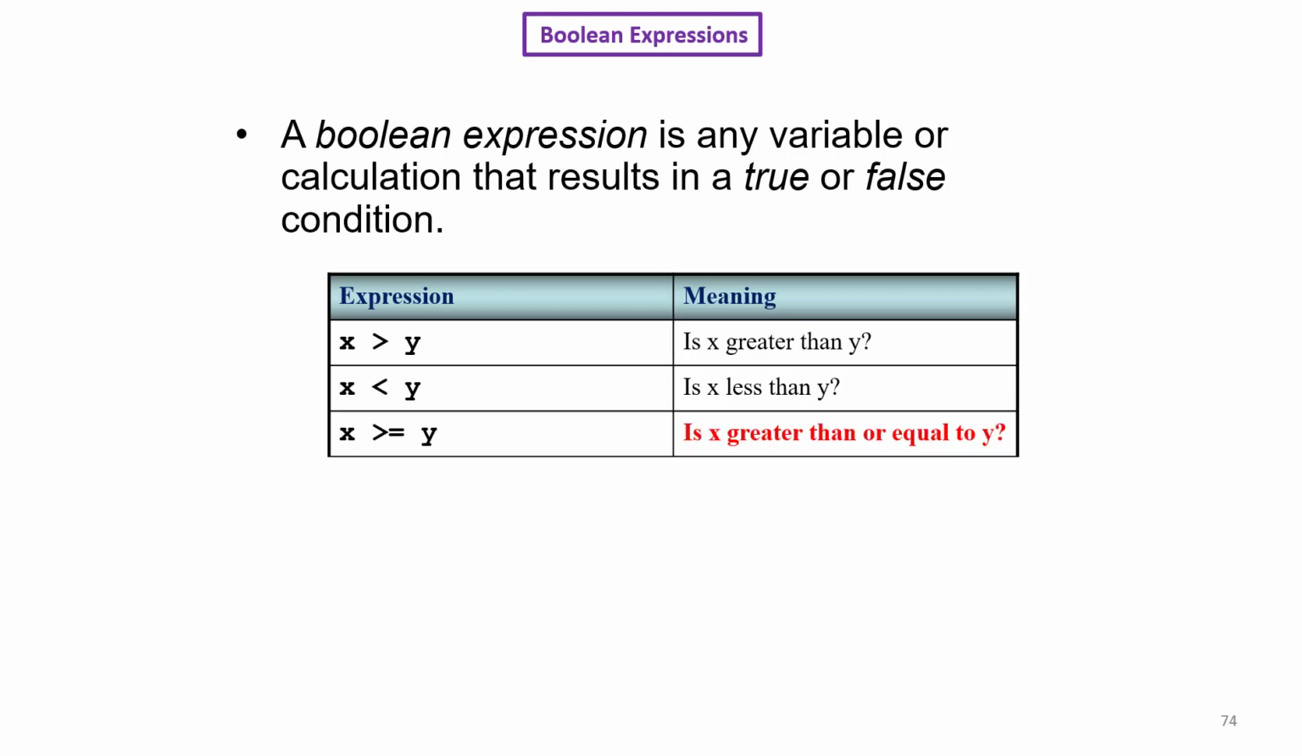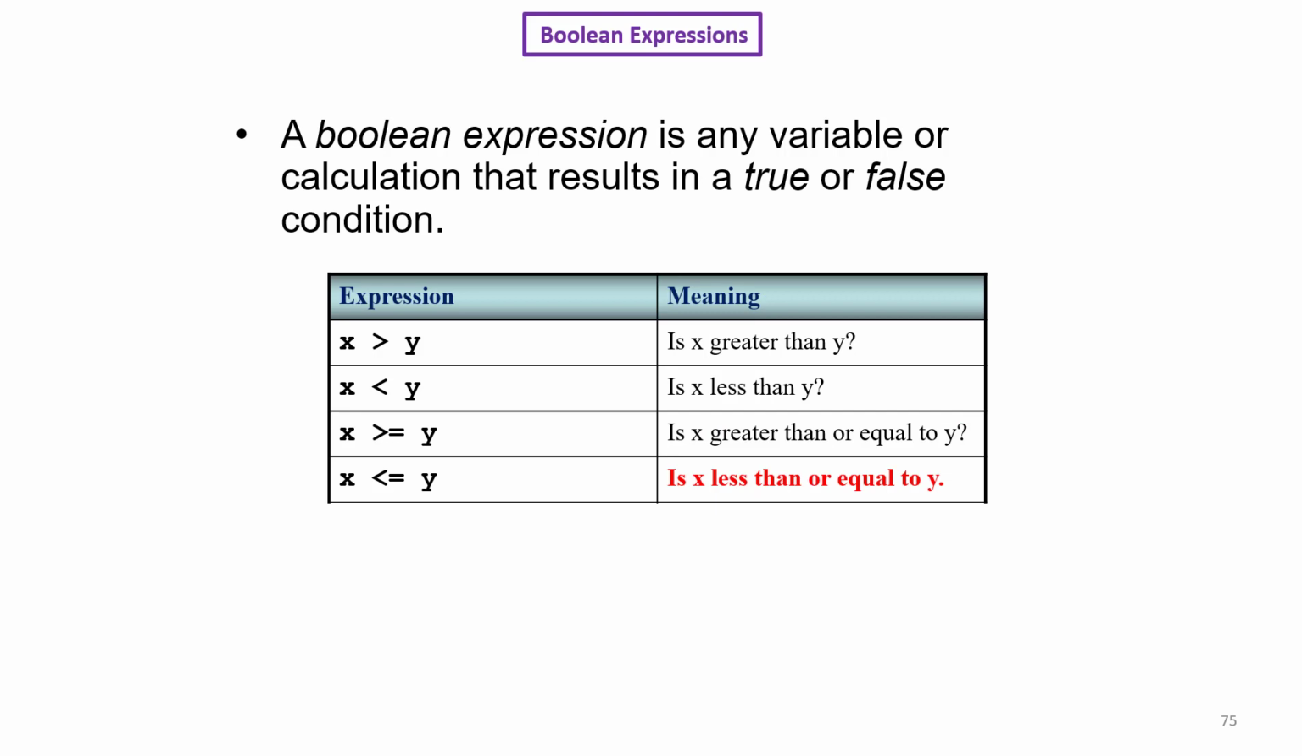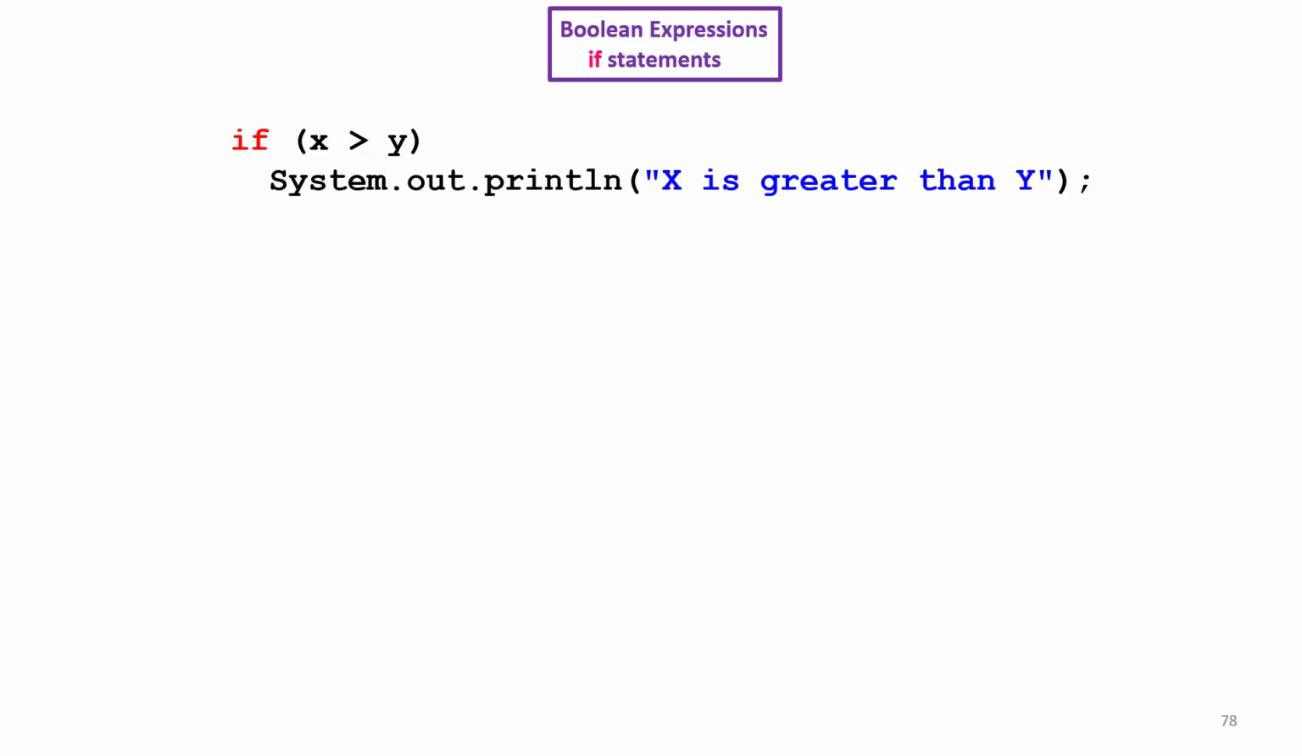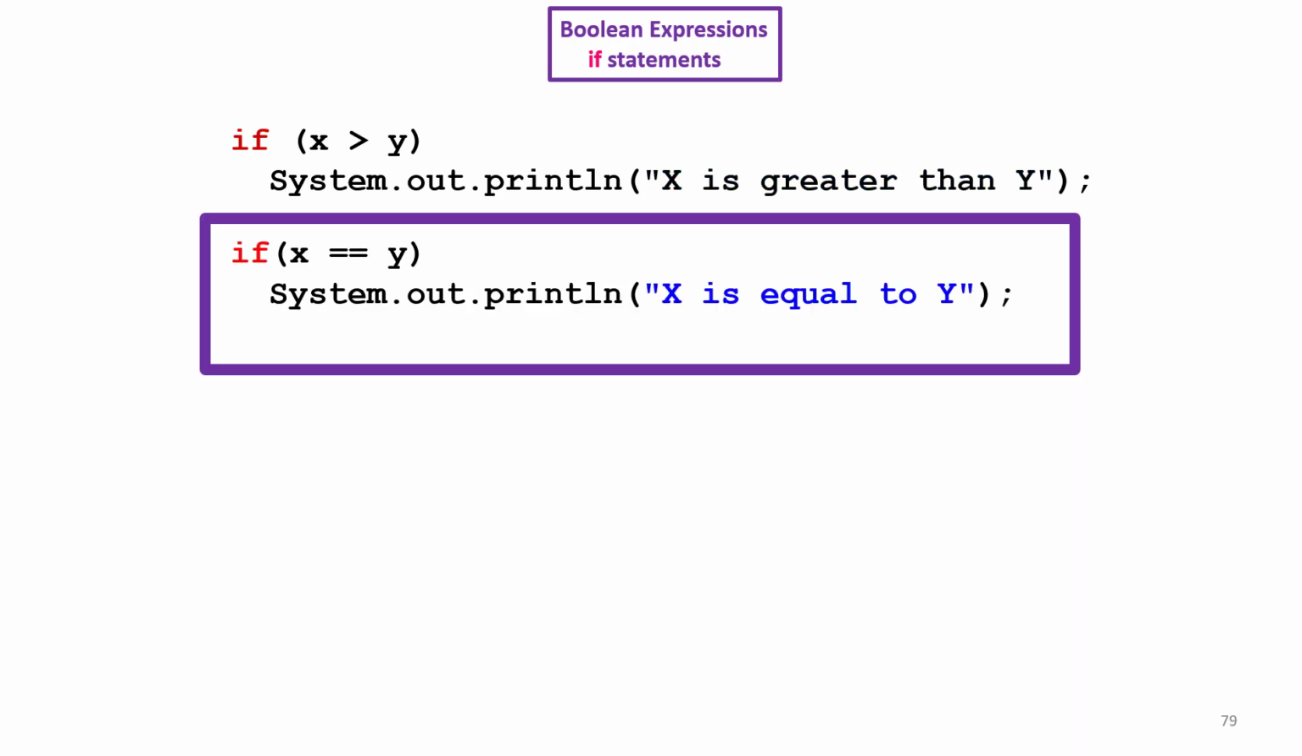And here, is x greater than or equal to y? Is x less than or equal to y? Is x equal to y? Is x not equal to y? Now, let's take a look at these in the context of an if statement. If x is greater than y, print the statement. If that's not true, don't execute the print line. But here, execute if and only if x and y are equal.